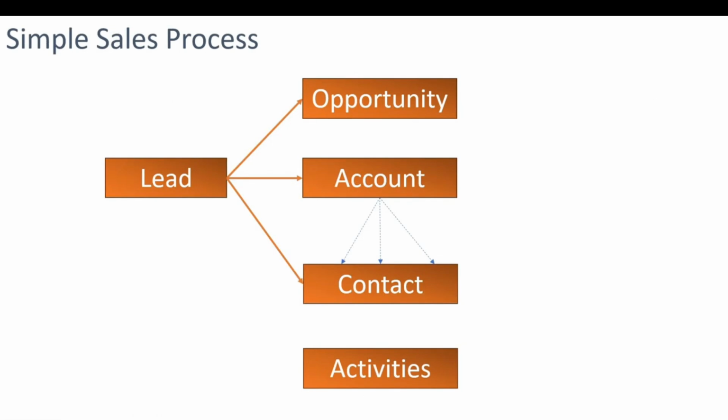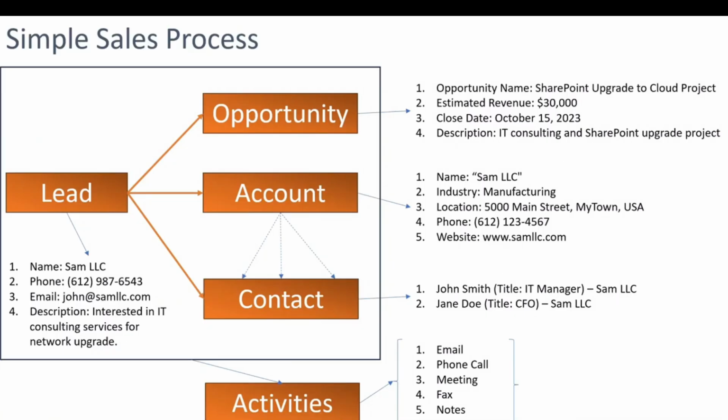In video 2, we covered the basics of the CRM sales process, which has a lead, opportunity, account, and contact, along with the activities. It's important to have a structured system in place, right, to store all this information. Let's discuss more on this. We collect and store specific information throughout the process.